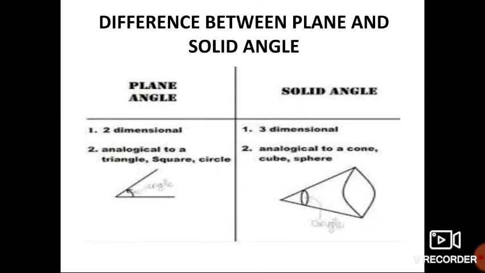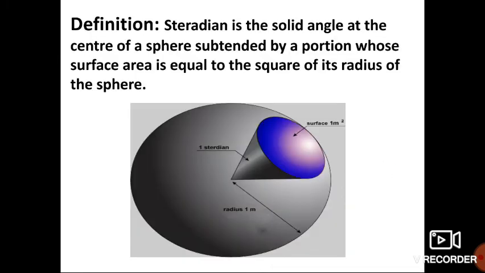That means between two straight lines, or between two planes or two straight lines. So this is two-dimensional. But solid angle is a cone shape, so it is a three-dimensional one. The next one: plane angle is analogous to a triangle, square or circle. Solid angle is analogous to a cone, cube or sphere.